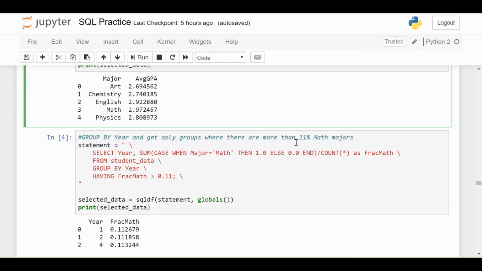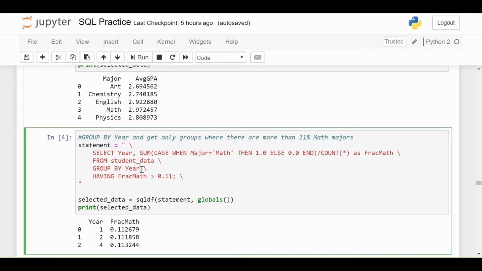We haven't seen proportions yet, right? So let's take it step by step. In fact, most of this is stuff we've seen before. Again, let's start by understanding the group by statement. So we're going to group by year, so that gives us the groups of first, second, third, and fourth years. We'll look at the having.